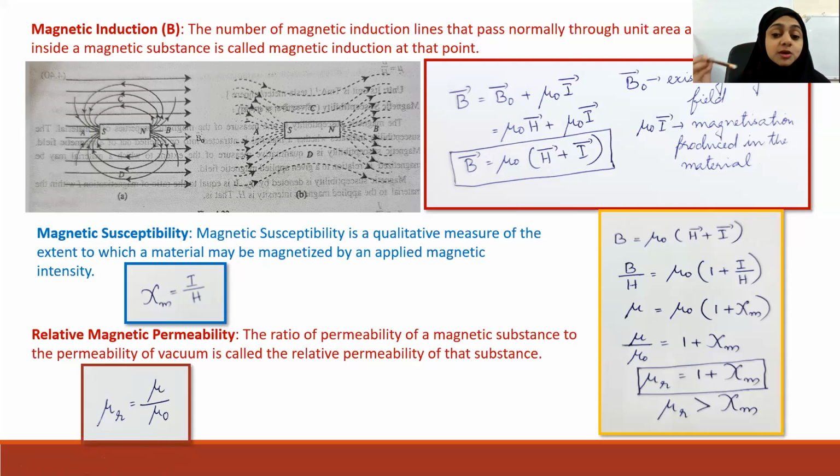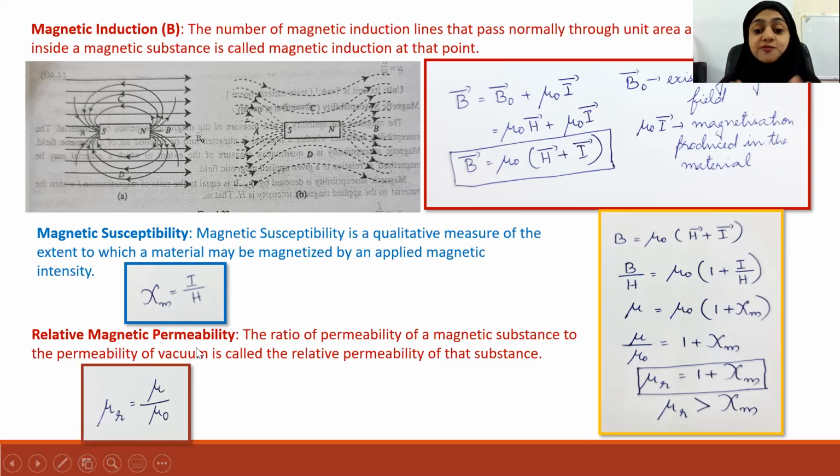We know for wood, no magnetization is produced, so it is nearly zero. It's very low. For certain materials, the magnetic susceptibility will be high because they can be easily magnetized. The magnetization I will be very high for the applied magnetic intensity. So that's magnetic susceptibility. Now, another quantity which is related to what you have learned before, relative magnetic permeability.